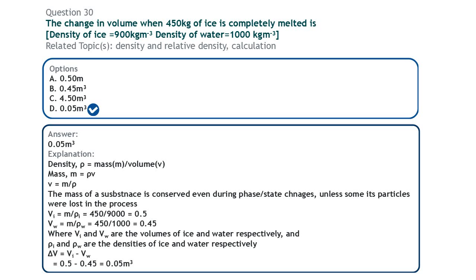But basically, back to the question. We have the volume of the ice at 0.5, the volume of the water is 0.45 here. The change in the volume is going to be the original volume of the ice, or let's say the volume of the water when it was ice, minus the volume of the water when the ice melted. So that will be 0.5 minus 0.45, and that is equal to 0.05 meter cube.